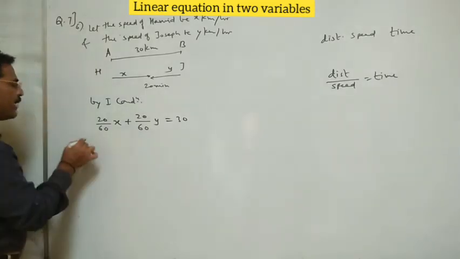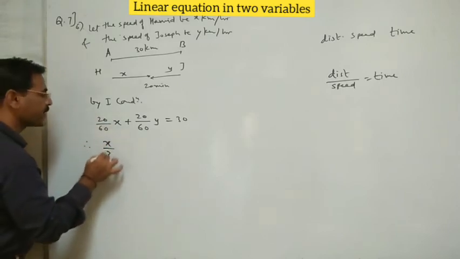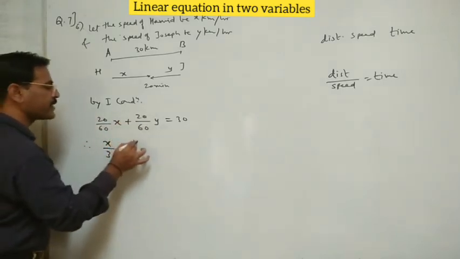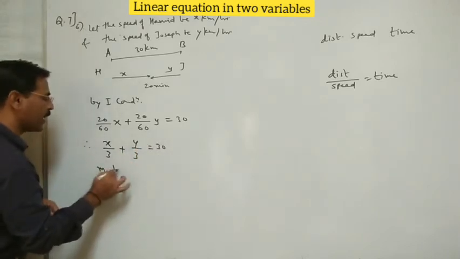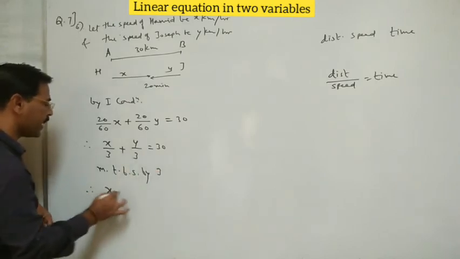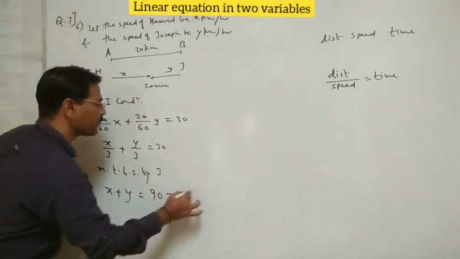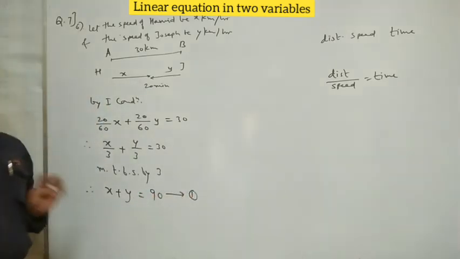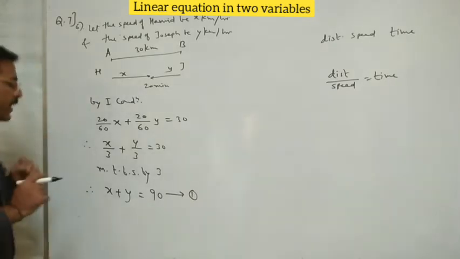Understand? Look here, I'll make it in simplest form. That is getting cancelled. It is x upon 3. Again it is getting cancelled. y upon 3 is equal to 30. Multiply both sides by 3. Here it is x plus y is equal to 90. This is our first condition. Understand, friends? Now, what is the second condition?